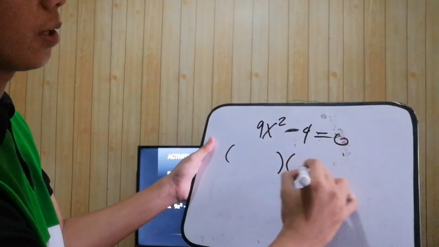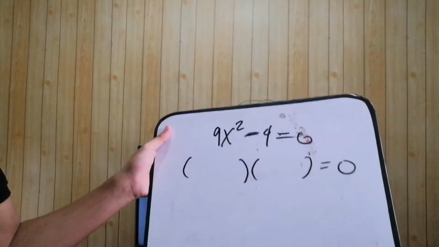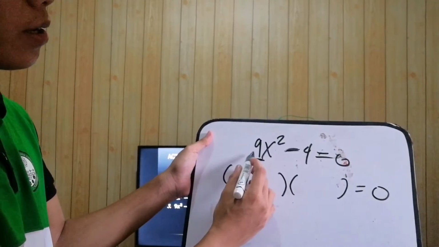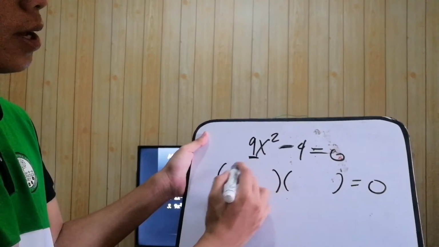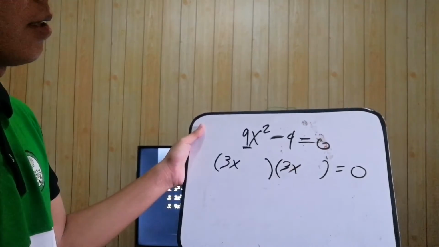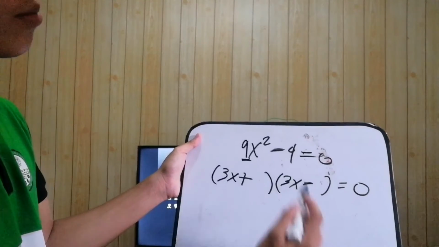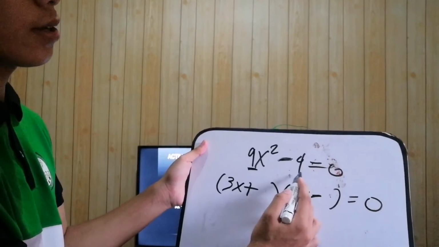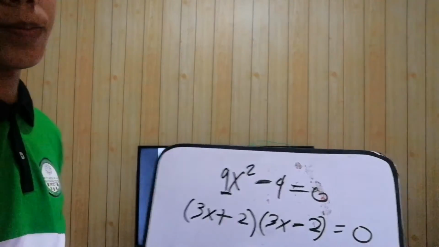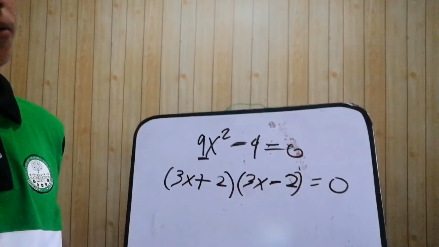Kunin natin yung factors nila. Ito. So, ano ba ang square ng 9? Square root of 9. Of course, 3x. 3x. So, sum and difference. Now, ano ang square root ng 4? So, 2. Simply write 2. So, kapag perfect square binomial, madali lang makuha yung factors niya.